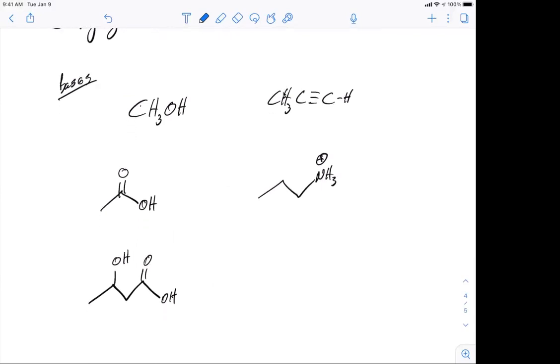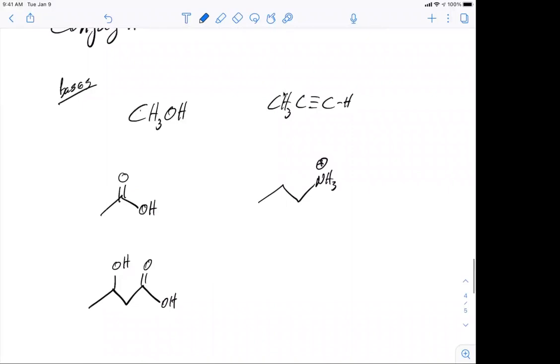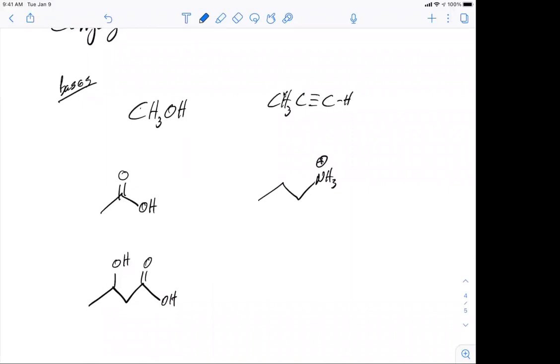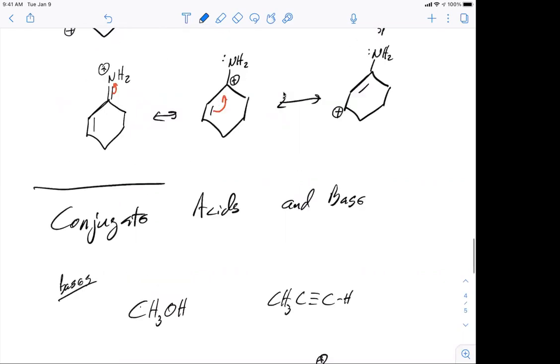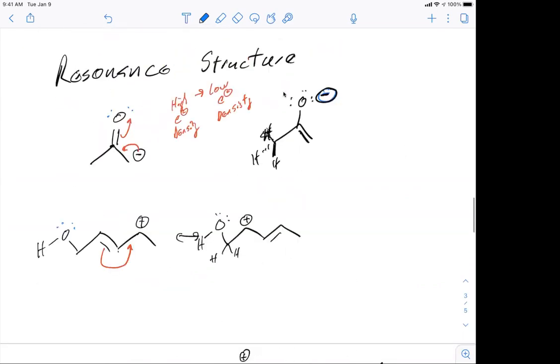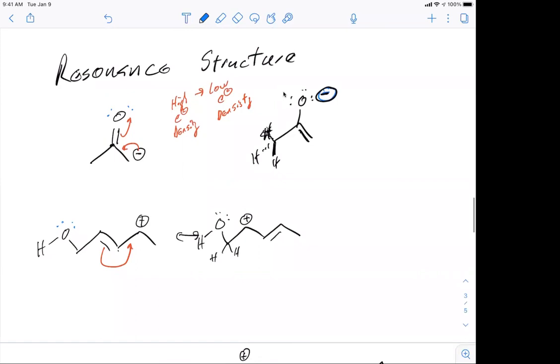The last one I erased it. It turned out it wasn't going to be good. What was the question about the ketone one? What was the resonance structure? This is the resonance structure for the ketone one. We just move the electrons up to the oxygen.